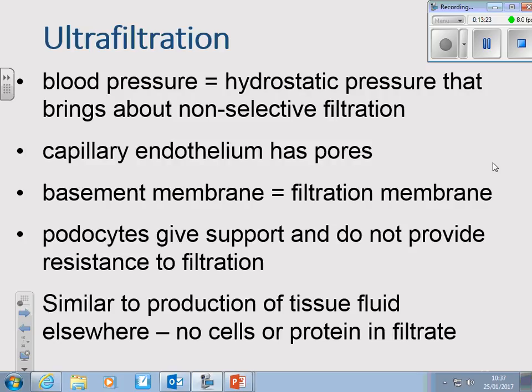This idea of it being similar to tissue fluid is a bit more extreme. With tissue fluid, you've not got the massive difference in pressure, but the way that tissue fluid is released in the capillary networks, we did that last week, didn't we? We were talking about the incoming pressure being high enough to force tissue fluid out.